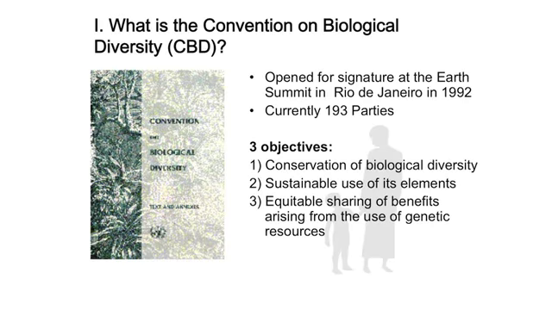So what is the CBD? The CBD is one of the three Rio Conventions, along with the Climate Change and the Desertification Convention, that was open for signature at Rio in 1992. The CBD has 193 parties. That's almost universal membership, except for two countries that I'm aware of. One is the Vatican, and the other one is the United States. The CBD has three objectives. One is the conservation of biological diversity, the second is the sustainable use of its elements, and the third is the equitable sharing of benefits that are arising out of the use of genetic resources.